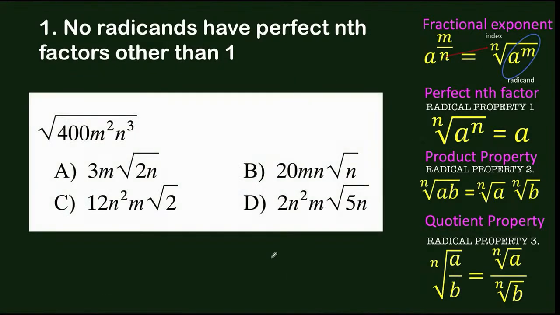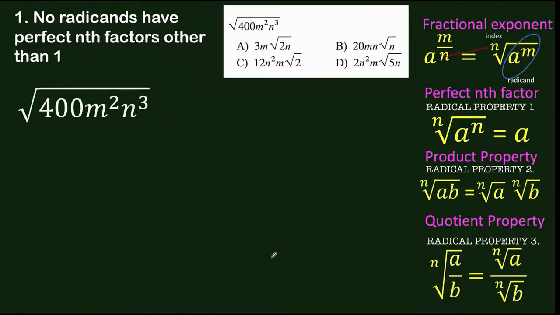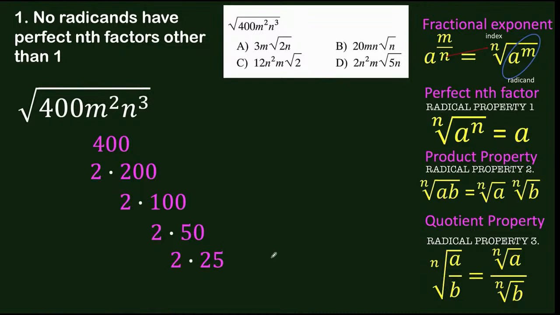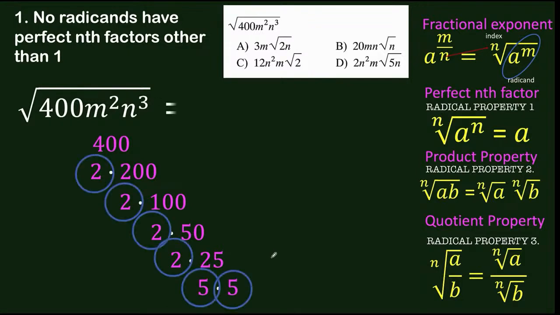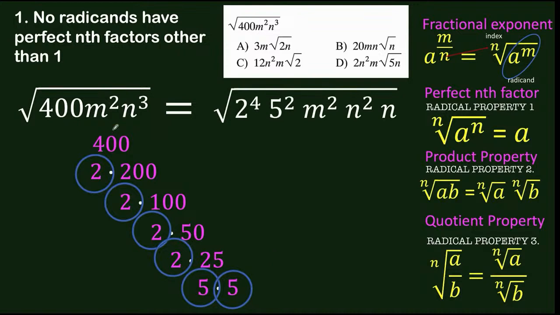Next example, let's say we have the square root of 400 m squared n cubed. What is its simplest form? 400 is a big number, so let's get its prime factorization. So 400 is 2 times 200, 200 is 2 times 100, 100 is 2 times 50, 50 is 2 times 25, and 25 is 5 times 5. So the prime factors are 2 to the fourth and 5 squared, and we copy the m squared. This n cubed we split as n squared times n, or n to the first.